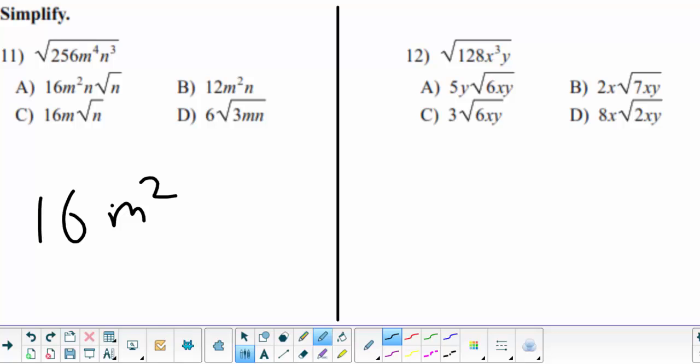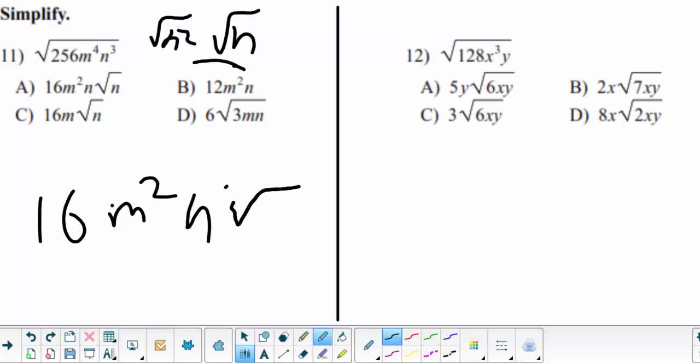So n cubed. How many n squareds are in n cubed? 1. Right? So I'm going to write that out. So that's like n squared and n, right? Yeah. So what's the square root of n squared? n. So put an n. And then you have that radical n left over. So put your square root of n. You still have the square root of n left over. So you need to put that right here. Can't get rid of it.